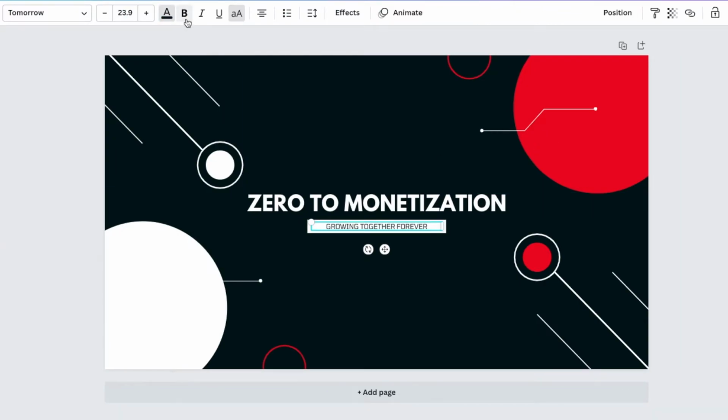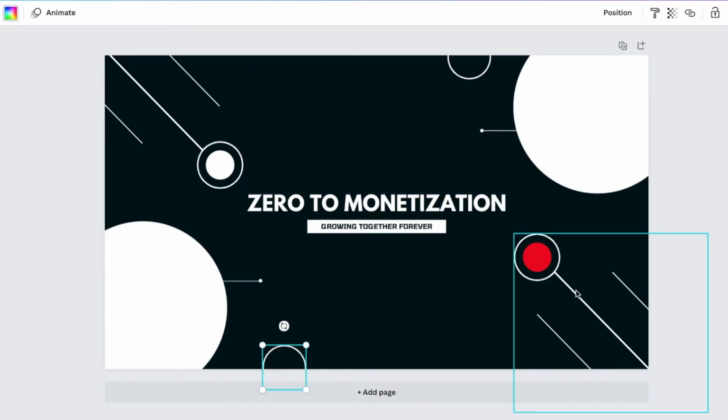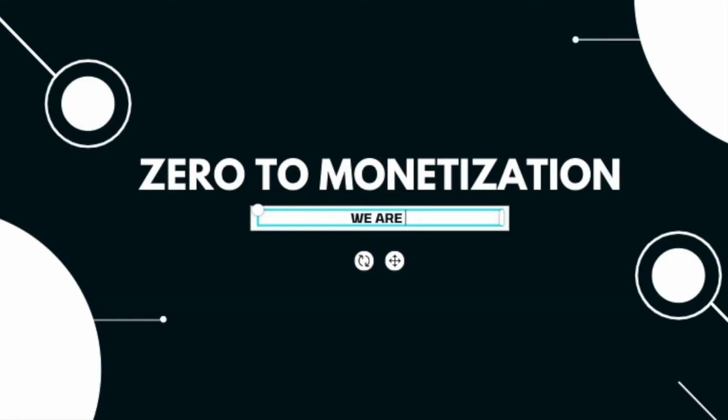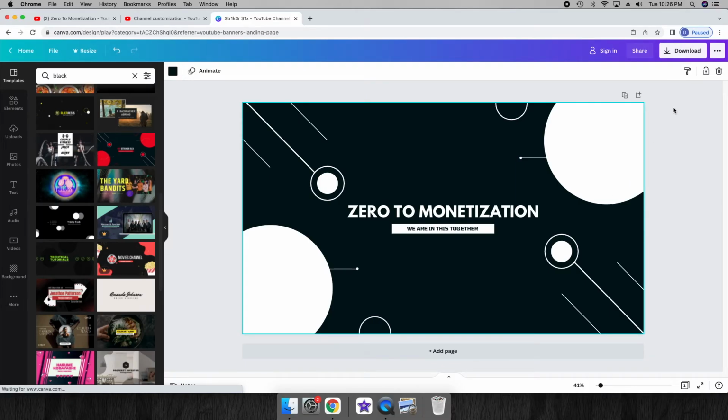So I wanted to get rid of all the red, and you can easily adjust all these colors by clicking on the element and just selecting through the color wheel to choose the color of your desire. I definitely decided to change it, so I'm going to go with "We are in this together." I think that seems a little less creepy, and I think we'll go with it. It looks like we're ready to download.